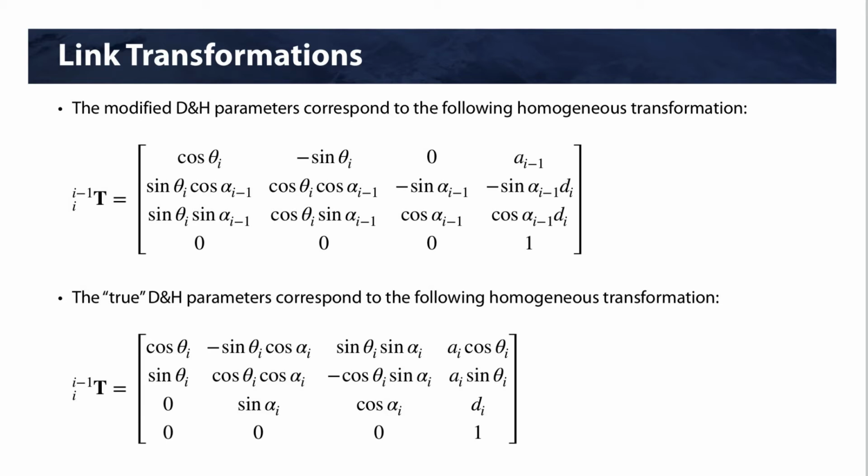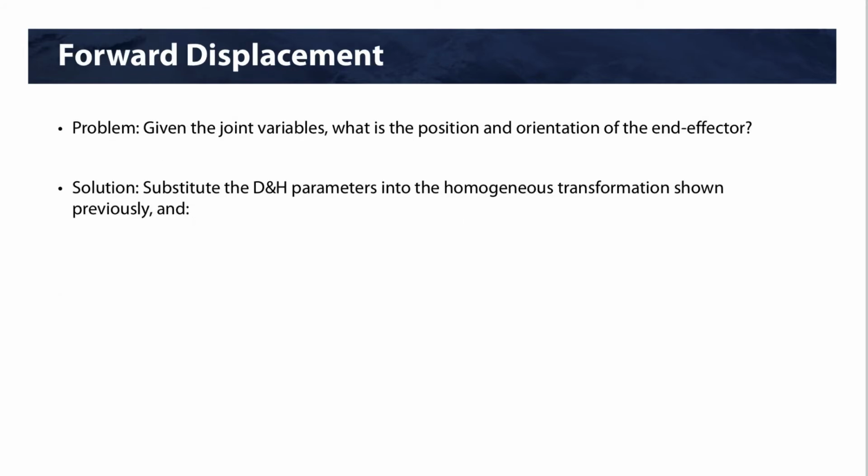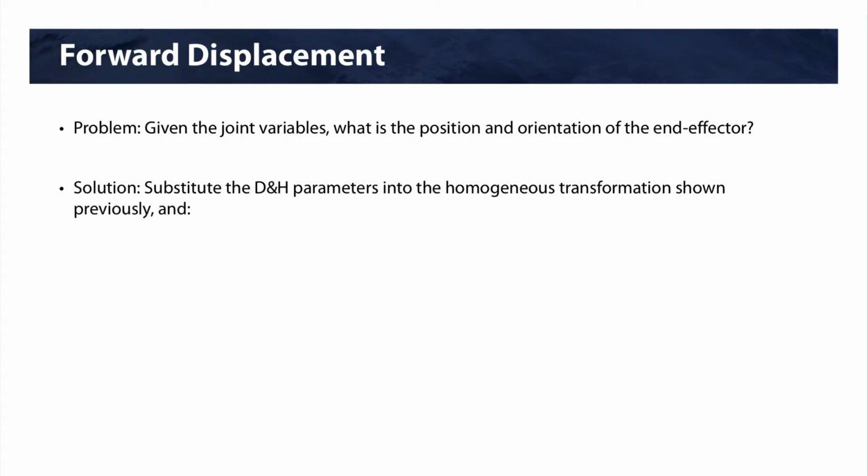Now, each row of our D&H table will generate one link transformation, or one homogeneous transformation, and we are going to use that in order to solve our forward displacement problem. The forward displacement problem is, given the joint variables, what is the position and orientation of our end effector? Or in other words, what is the pose of our end effector? So the solution is we substitute the D&H parameters into the homogeneous transform equation shown on the previous slide.